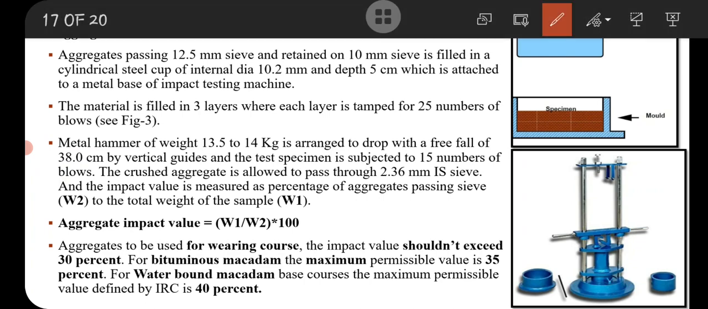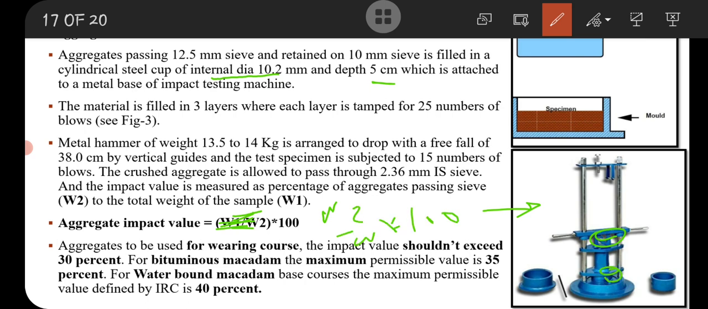Then we have to keep that aggregate in a cup of internal diameter 10.2 mm and depth of 5 cm, that is 50 mm. The loading assembly is shown here. This is the metal hammer, having a weight of 13.5 to 14 kg and a free fall of 38 cm. Then we calculate the aggregate impact value after 15 falls. The formula is W2 upon W1 into 100.